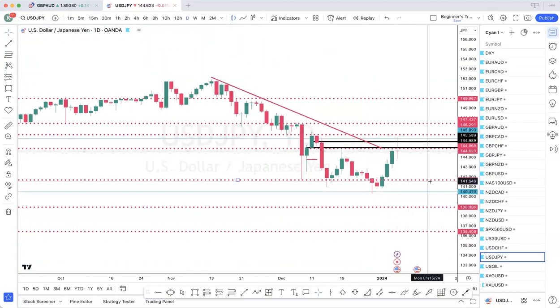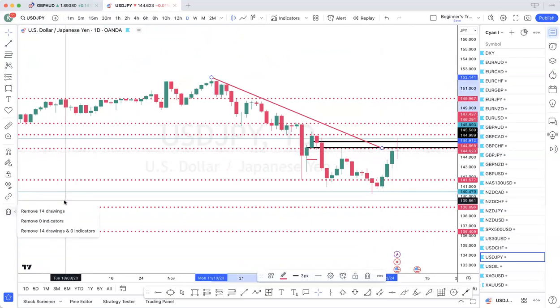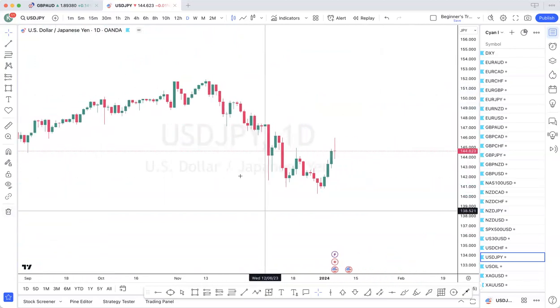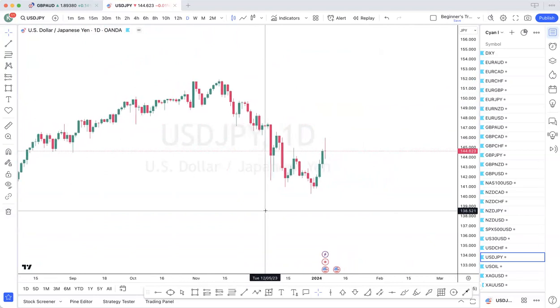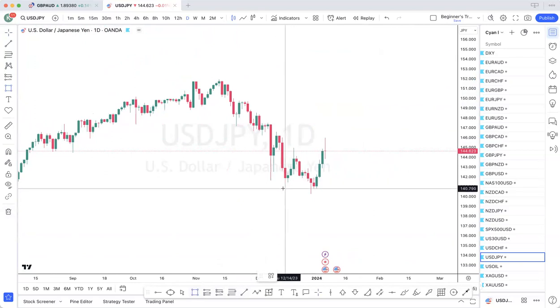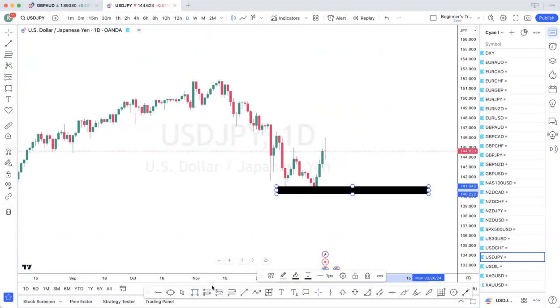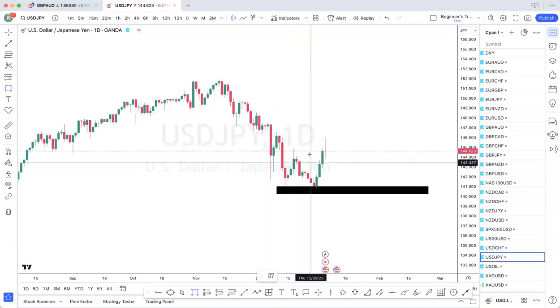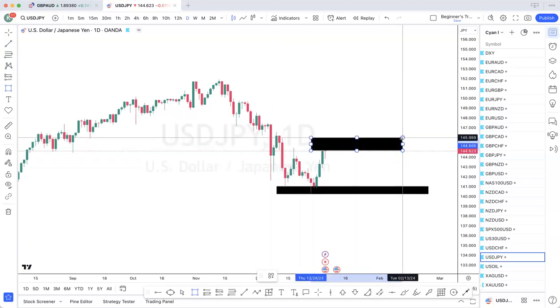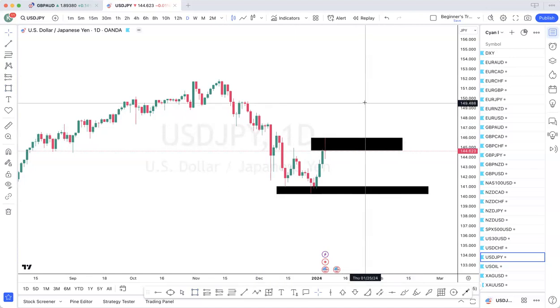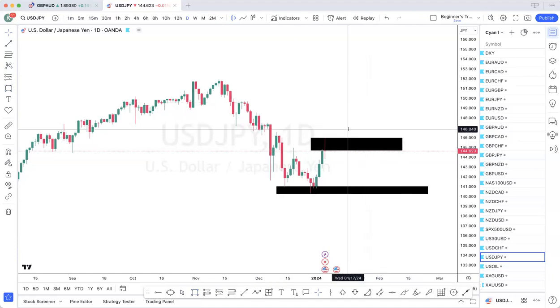UJ, let me see what the dollar is doing. And let me remove all these lines. So I would say if we marked up the daily, we have the low here. And then we have this current. We're gonna mark up this as the high right now. So come next week.